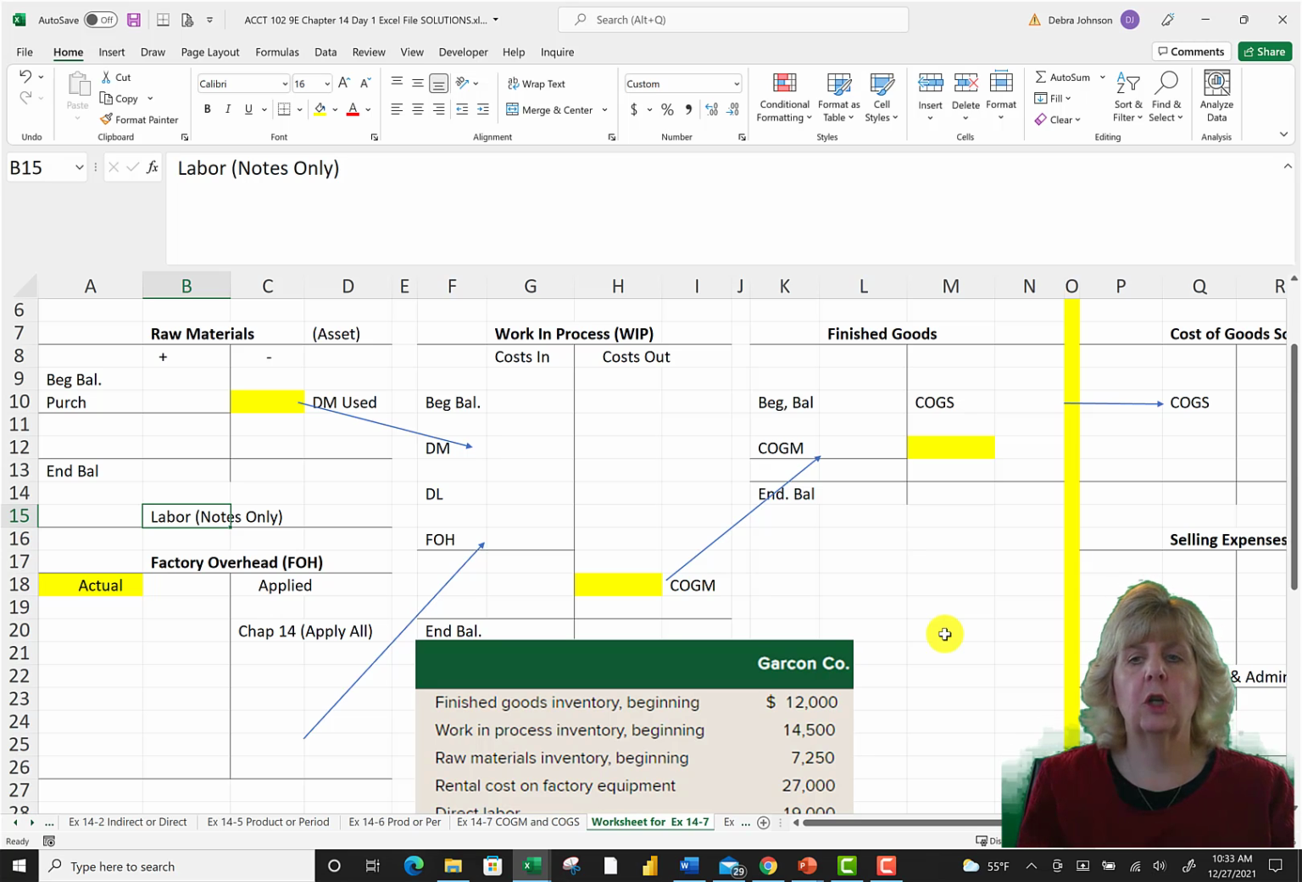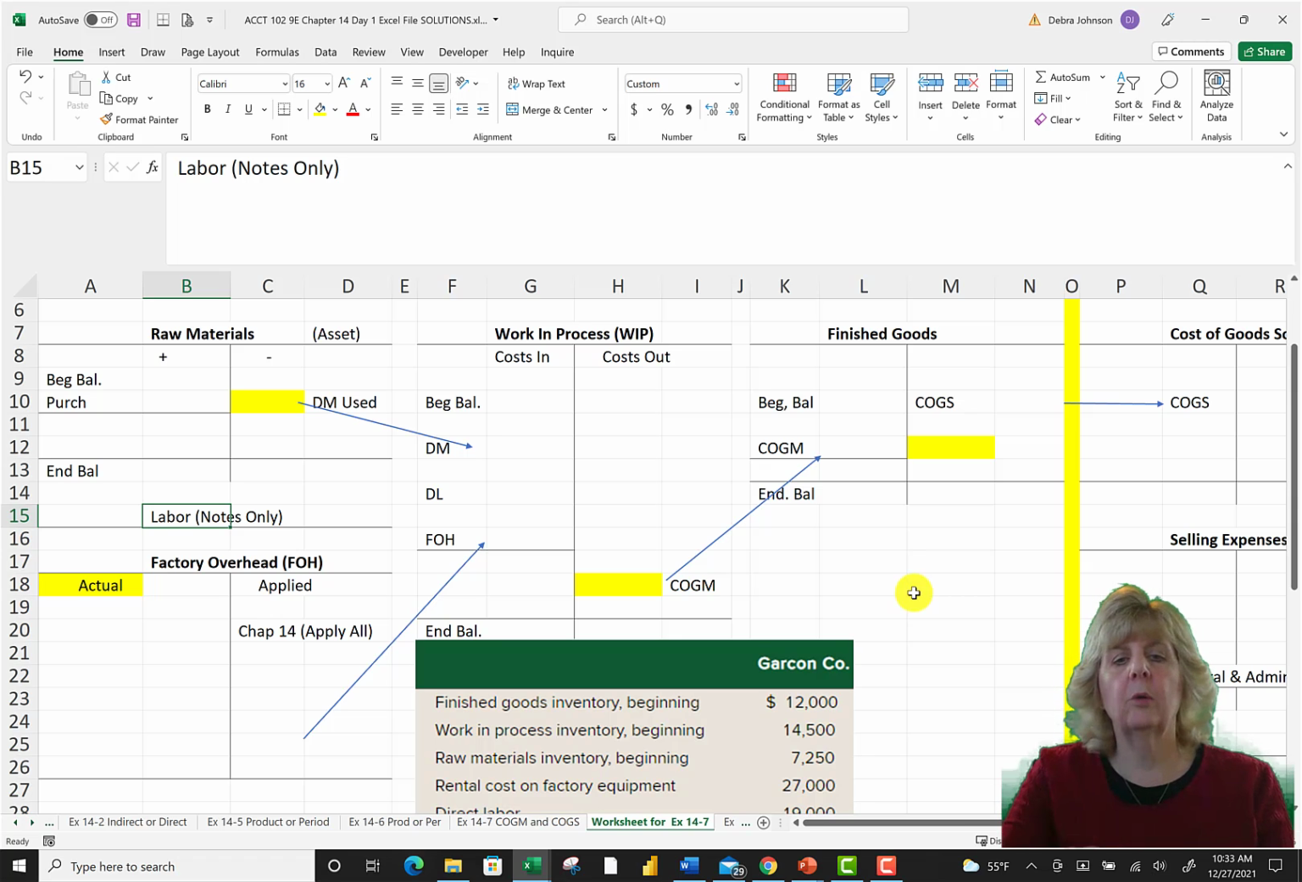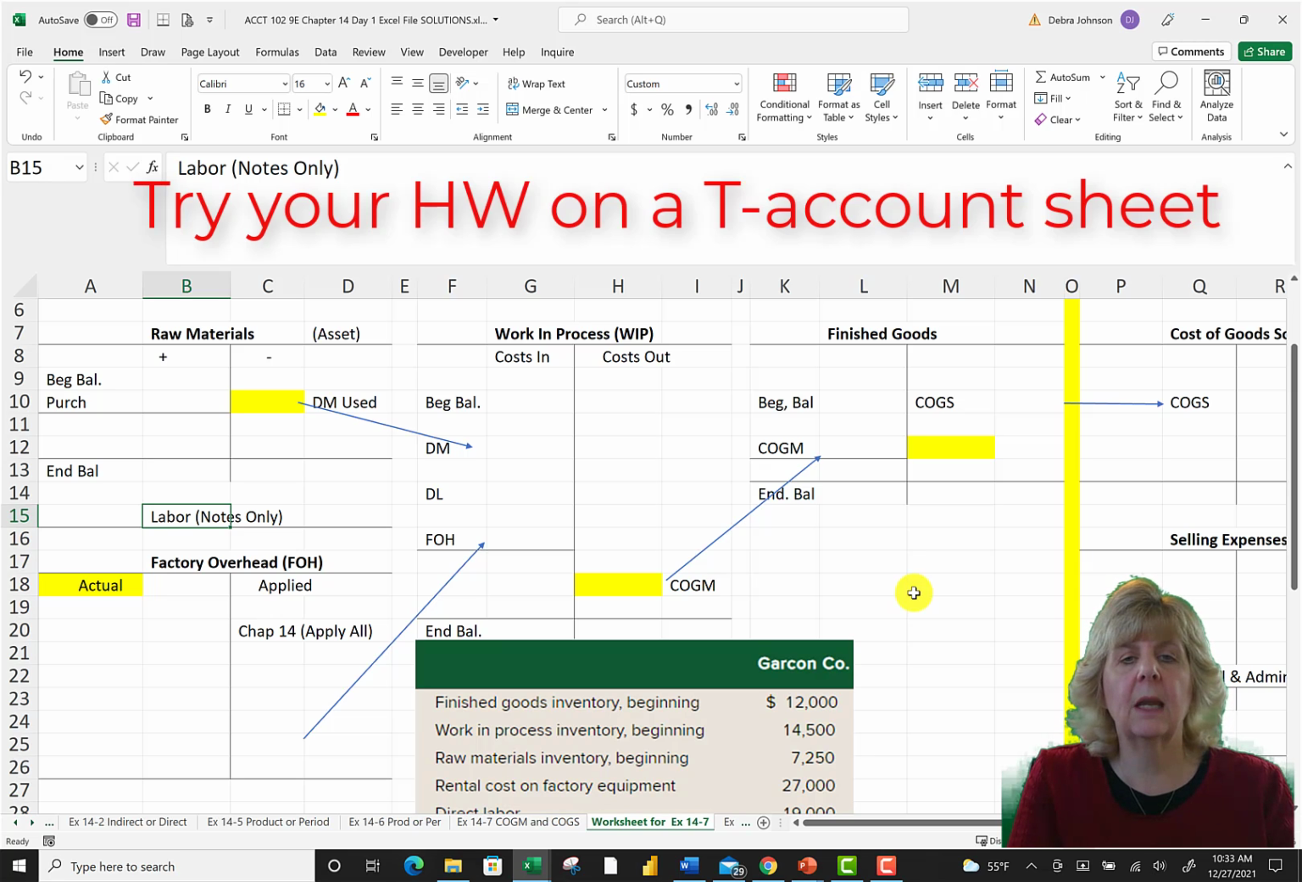Eventually, when the goods are turned around and sold to our customers, we'll move the costs from the balance sheet, we'll cross that dividing line and go on to the income statement. So just give this a shot, see if you can follow along with me. I would strongly encourage you guys to use a T account approach on your homework.